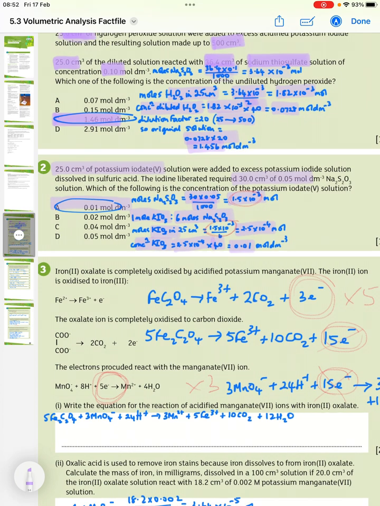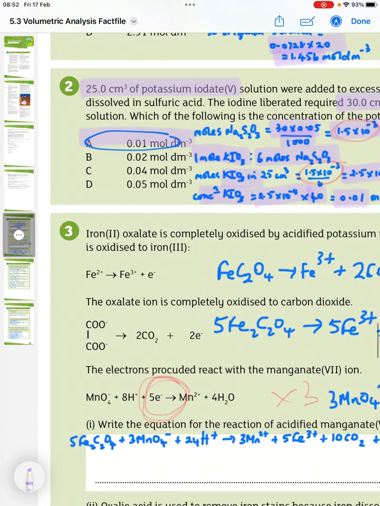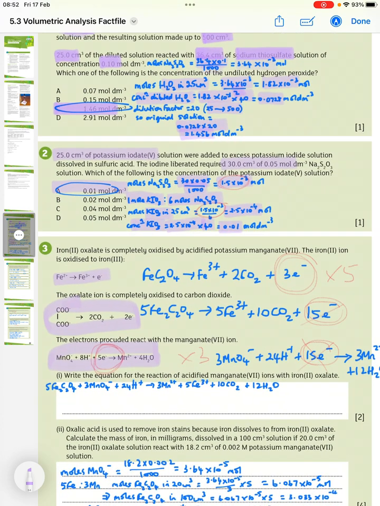Okay. The next one is a wee bit different. We've got iron 2 oxalate completely oxidized by acidified potassium manganate 7. The iron 2 ion is oxidized to iron 3. So we've got the equations here, iron 2 to iron 3. We've got the oxalate completely oxidized to carbon dioxide. And then we have the manganate 7 here going to manganese 2.